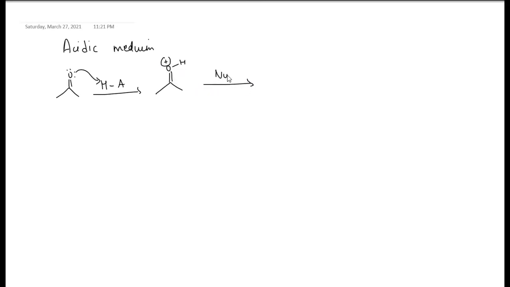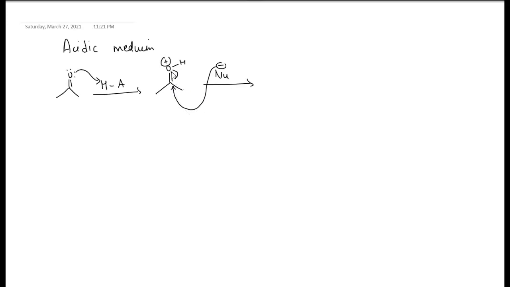Let's show in acidic medium how the general mechanism can be depicted. So in an acidic medium, the first step is protonation. This is my acid. If I take any acid represented as HA, the first step is protonation, where the oxygen atom is protonated in this manner and gets a positive charge. Then in the next step, nucleophilic attack happens.